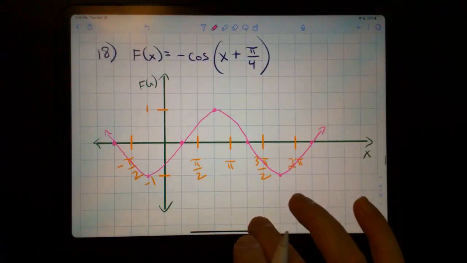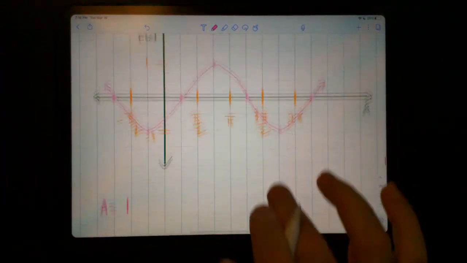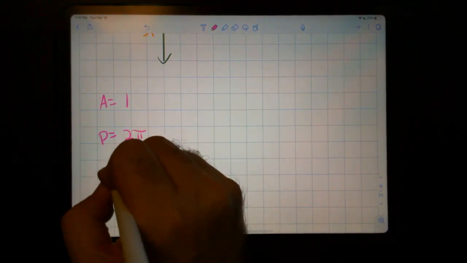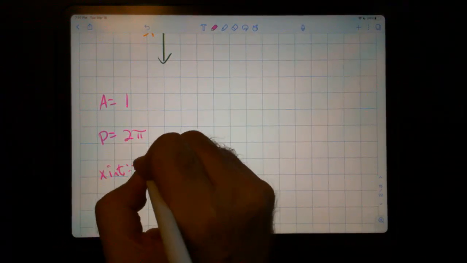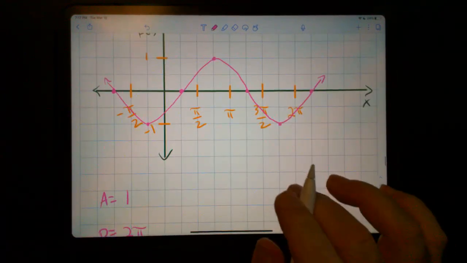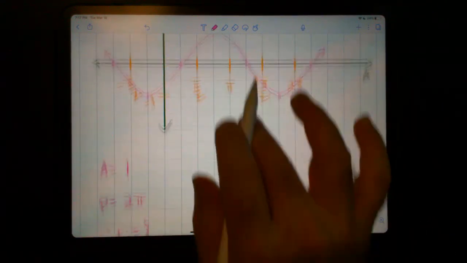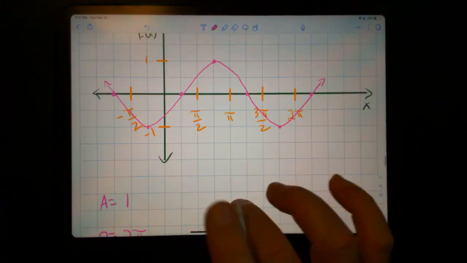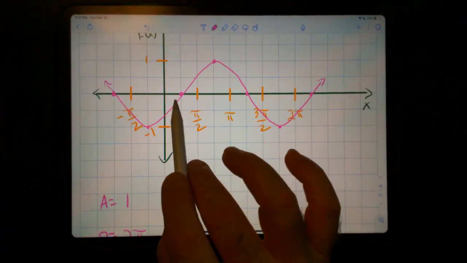So the amplitude is going to be 1. Our period is 2 pi. And the x-intercepts are defined as pi over 4 plus k pi.